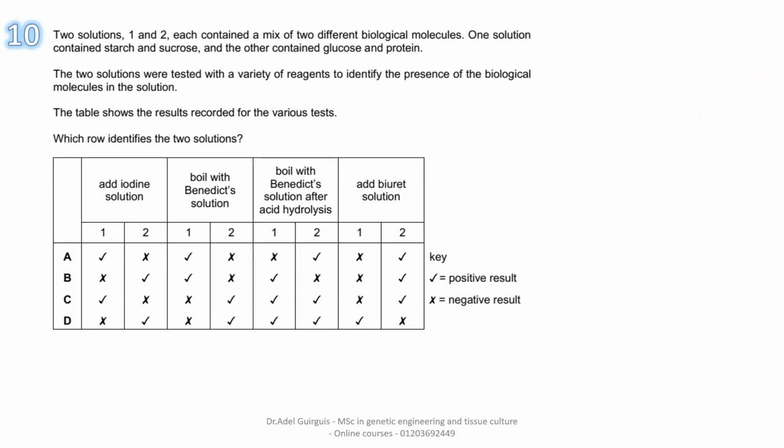Number 10. Two solutions, 1 and 2, each contained a mix of two different biological molecules. Say you are given two beakers. One of them contains starch and sucrose, and the other contains glucose and protein, but without labels. So we cannot detect which one contains starch and which one contains glucose.